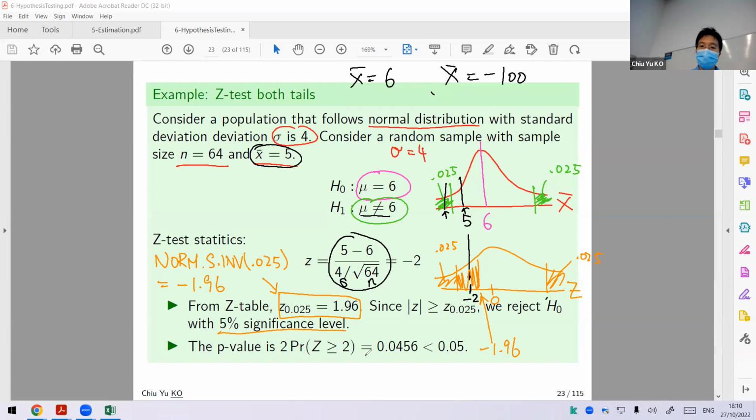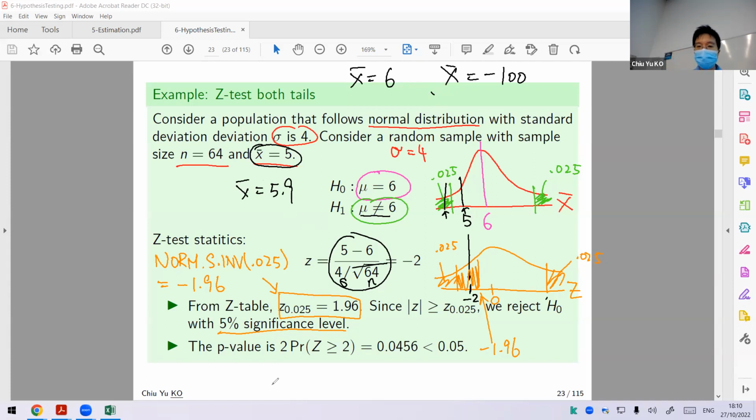Now here comes the next part. As you can see, if the X bar is very close, say 5.9, then this one will be much closer to 0, right? Then you don't reject. I think that is easy.